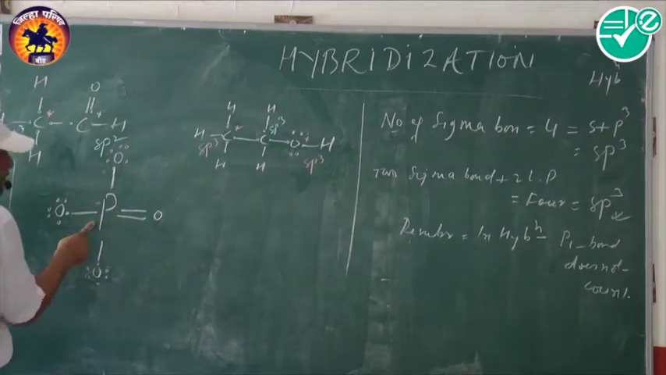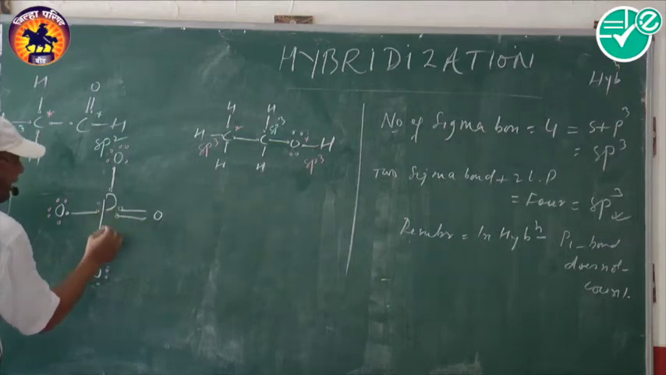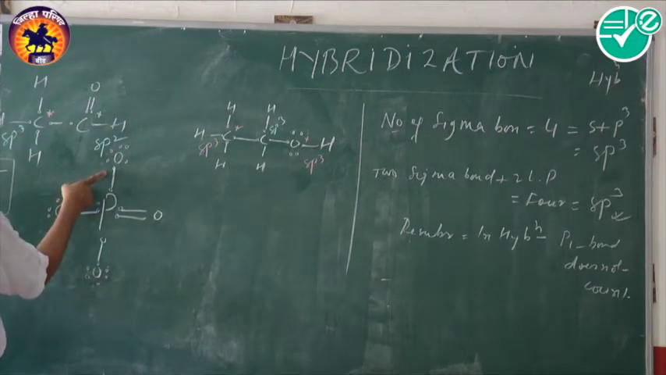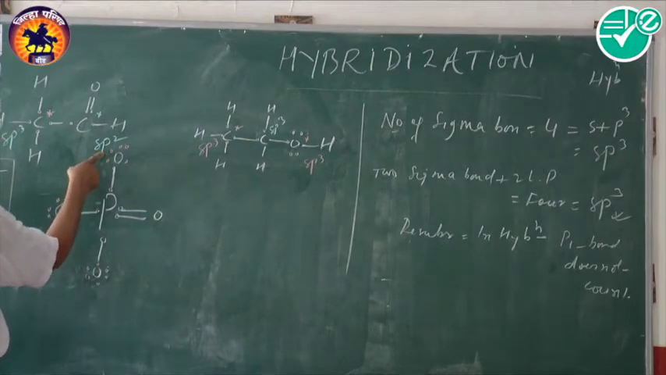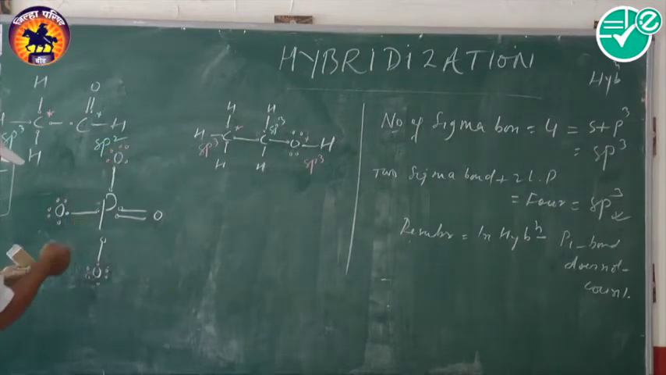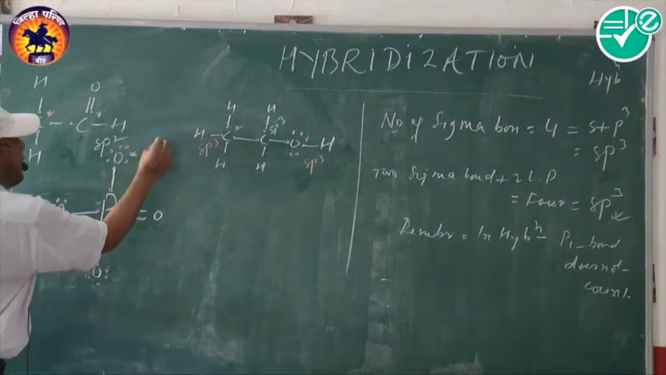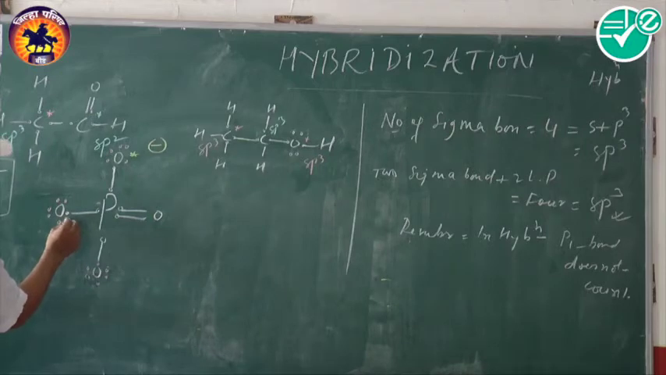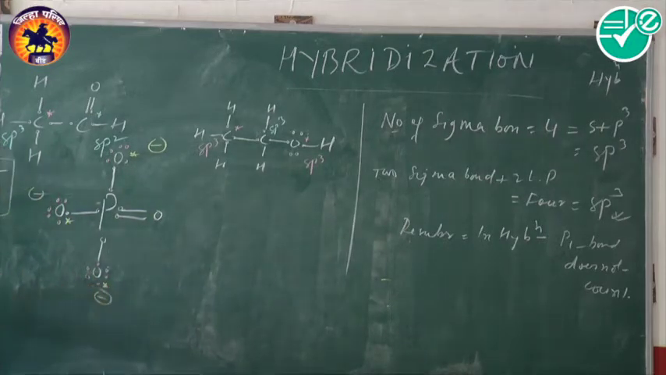This belongs to group 5, hence 5 electrons. No problem. But in this case, 2, 4, 2 plus 2, 4 plus 2, 6 and only 7. Therefore, 1 electron is deficit and there is an extra 1 electron. Therefore, it is negative. Now see, the central atom is phosphorus.